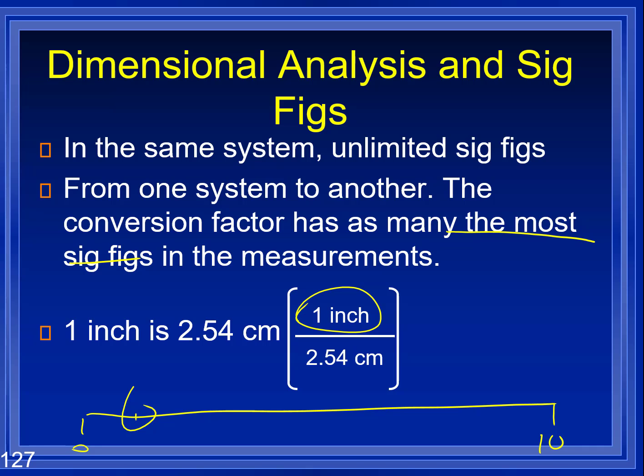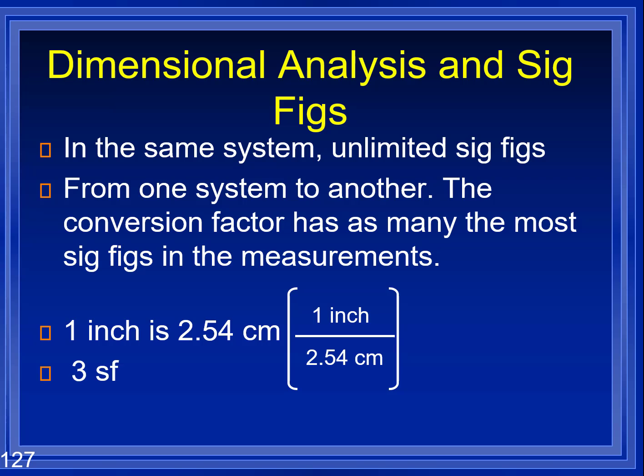I have to know the 1 inch as well as I know the 2.54. I've got to know exactly where the 1 inch is. Otherwise, I couldn't make the measurement. So we ignore that 1 inch part. We say that this whole conversion factor has 3 sig figs. The whole conversion factor, not the number inside, but the whole conversion factor.